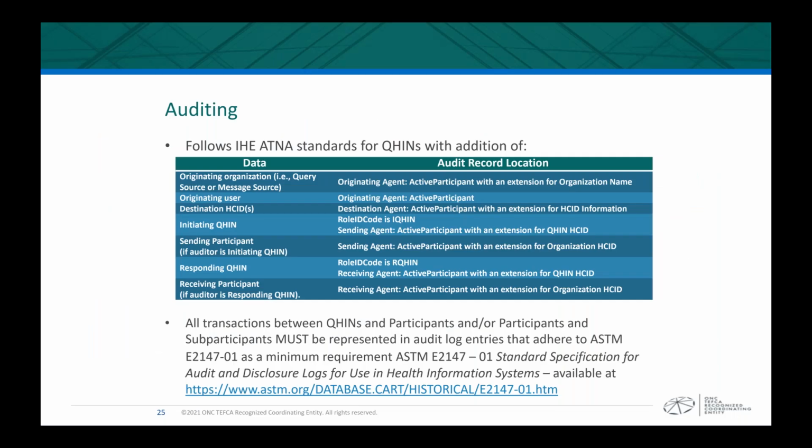Okay, so let's move on to auditing. This one's another fun one. I expect we'll probably get a lot of questions on it. We point to the ATNA standards for auditing, with some additional specific data and record location defined as tabled here on the slide. This is right from the QTF. And we do specify that this is all QHIN to QHIN transactions, and transactions between a QHIN and its participants and/or participants and their sub-participants need to be appropriately represented and logged for auditing.